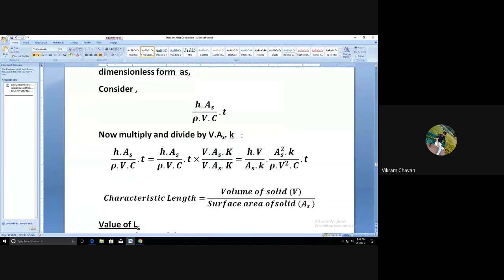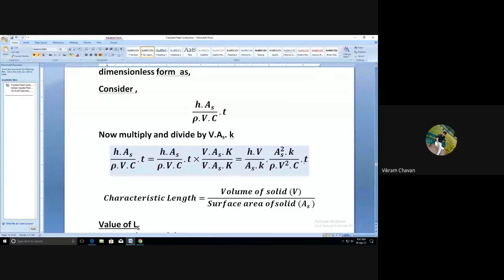So we will get h multiplied by V, and we have separated the variables as per the requirement into two quantities. In one quantity we have taken h multiplied by V divided by A_s multiplied by k, multiplied by A_s square multiplied by k divided by rho multiplied by V square multiplied by c multiplied by t.